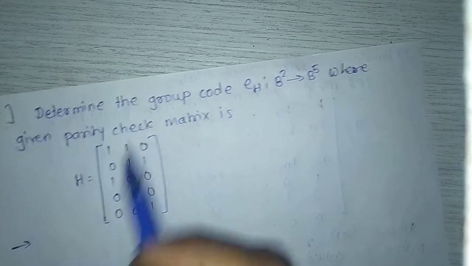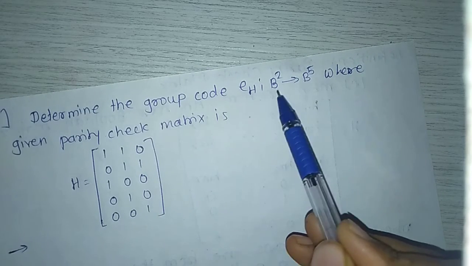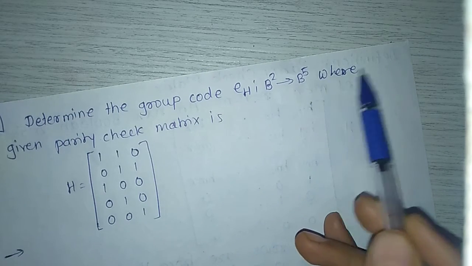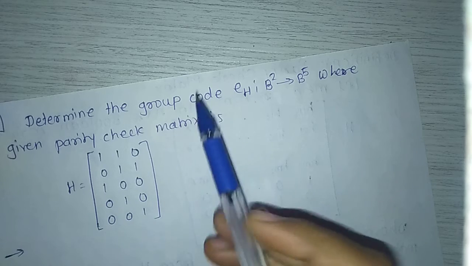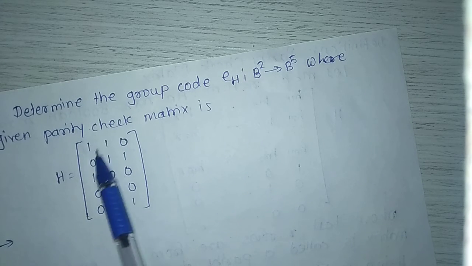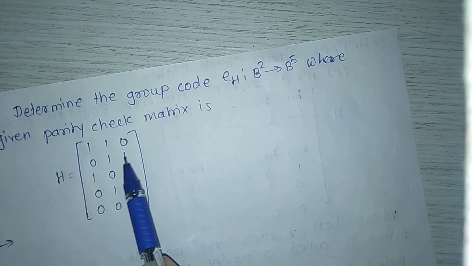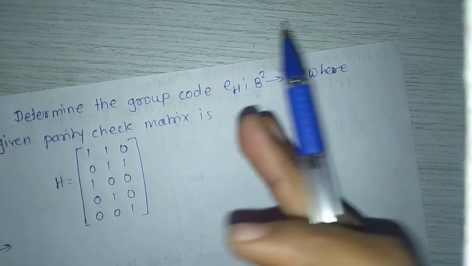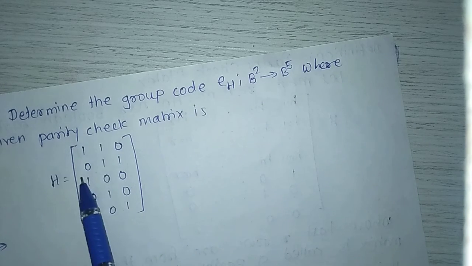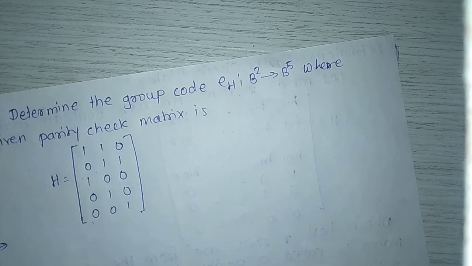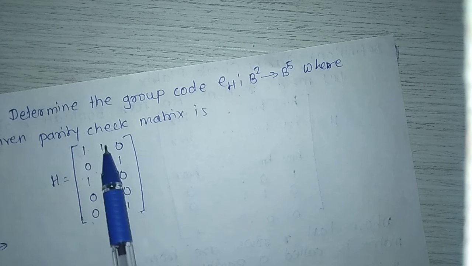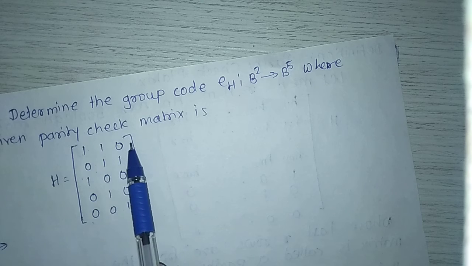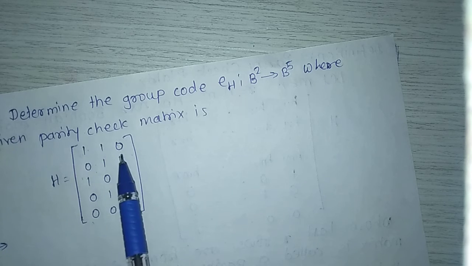Next example. Determine the group code E_H mapping B^2 to B^5, where the given parity check matrix is H equal to 1 1 0 0 1 1 1 0 0 0 1 0 0 0 1. Here 5 minus 2 equal to 3, which is the small r, so the last 3 by 3 matrix is the identity matrix, and these values are nothing but H11, H12, H13, H21, H22, H23.